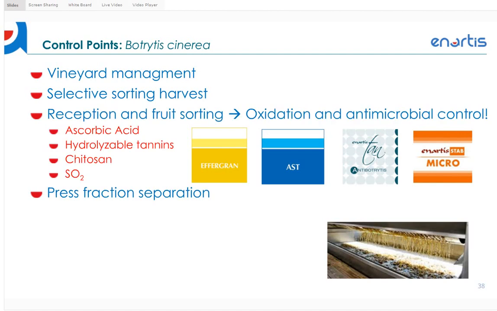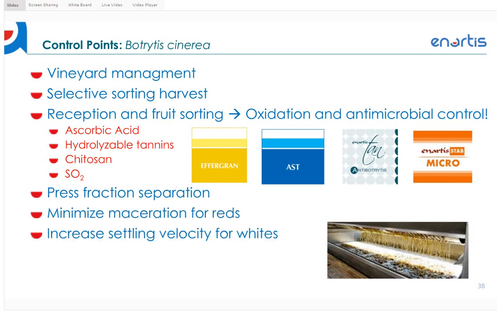And again, just really trying to reiterate oxidation and antimicrobial control. So we have ascorbic acid, hydrolyzable tannins, chitosan, and sulfur dioxide, which are our main tools for doing so. And combining the effects of all of these will help mitigate the excessive use of sulfur dioxide.